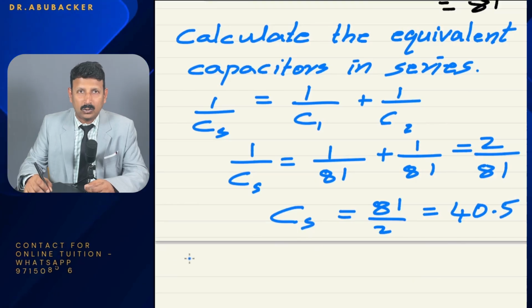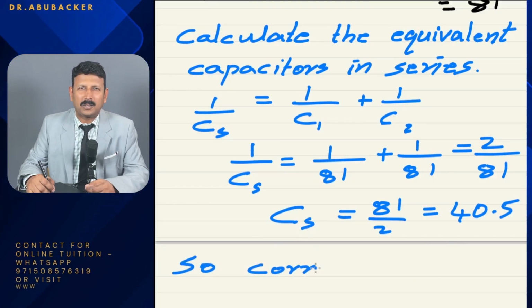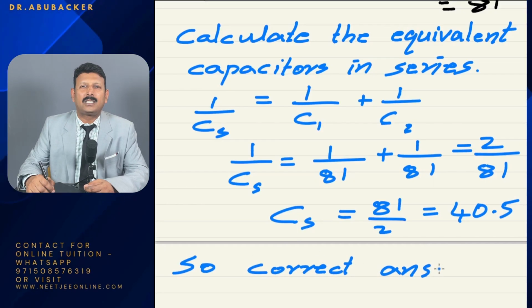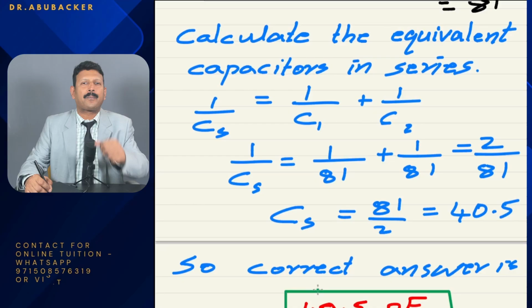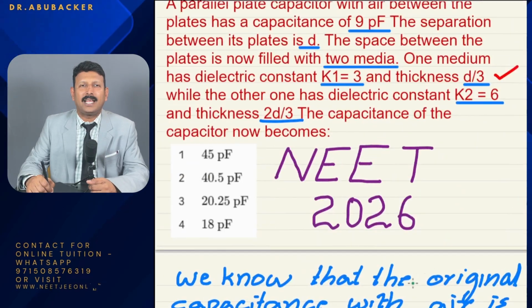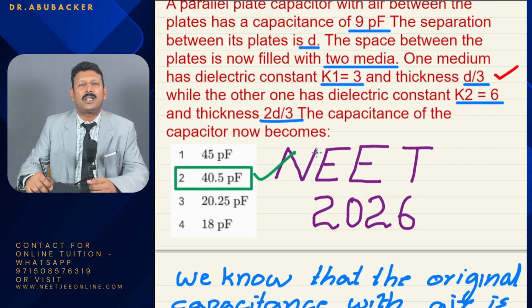Now is the time to check the answer key. There are 4 options given, right? So we will check for the right answer now. Our value is 40.5. Looking into the answer key, can you see the second option? 40.5 picofarad. Yes, this is one NEET question.